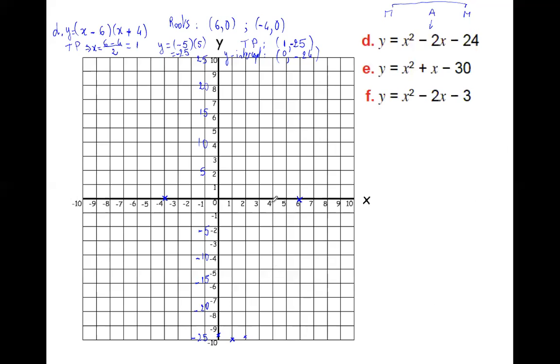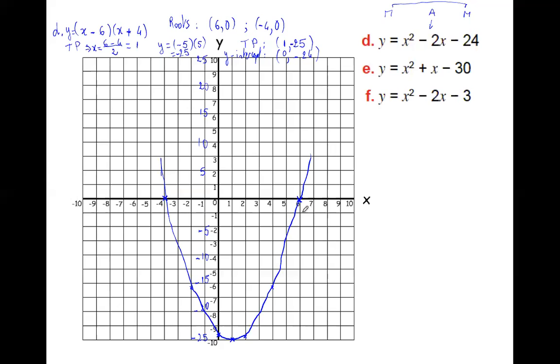I can plug in another point to help me out. So if I've got x equal 4, what do I get? I get 4 plus 4, which is 8. 8 times negative 2, because 4 minus 6, which is negative 16. So when I'm at 4, I'm at negative 16. I'm about here. So I've got enough points to help me draw a sketch of my graph here. So that would go down here, down there, reach there, and back up again. That's how you would do your sketch.